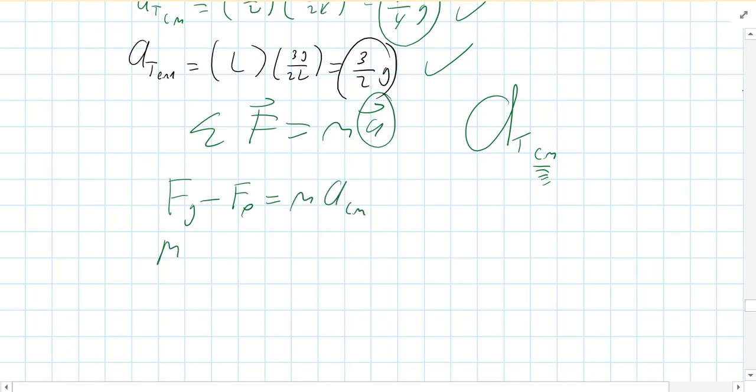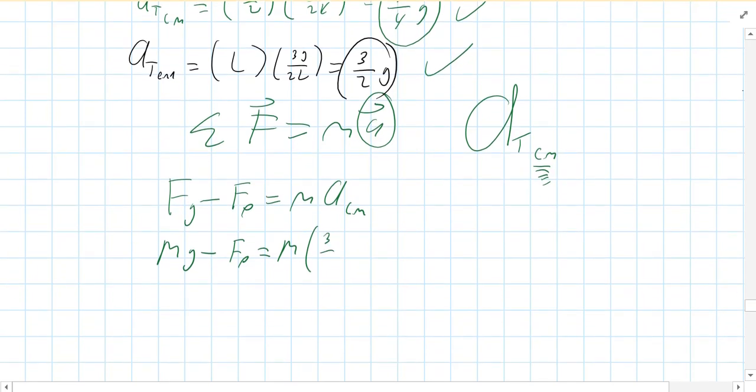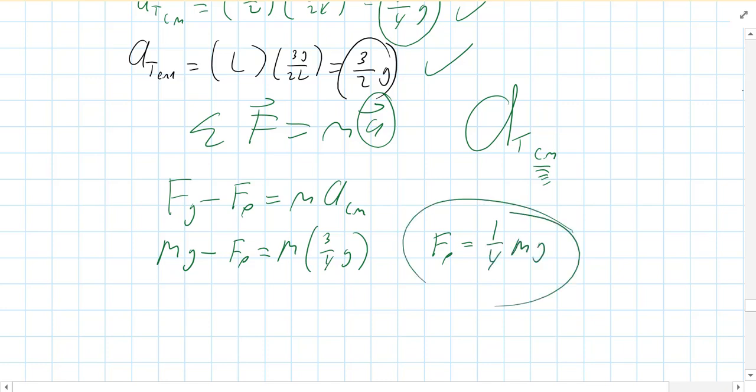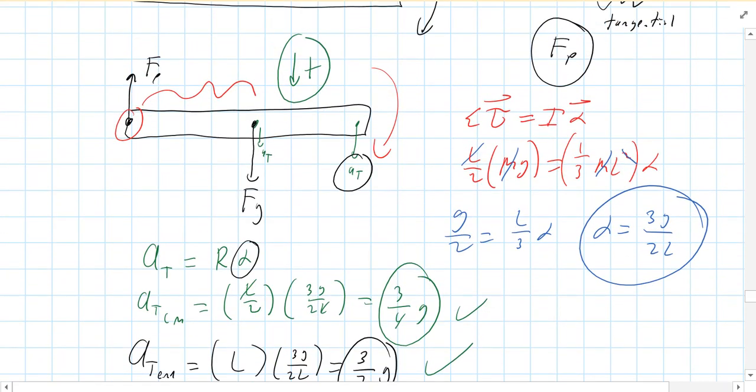Well, this turns out to be pretty easy. This is mg minus Fp equals m, and the acceleration of the center of mass, we had 3/4 g. Okay, so if you solve for Fp, you get mg minus 3/4 mg. You get 1/4 of the weight, 1/4 mg. Okay, so that's the upward force you have to exert on the rod to get it to spin like this. So if the rod weighed 2 pounds, Fp would be up at a half pound. That'd be 1/4 of 2.